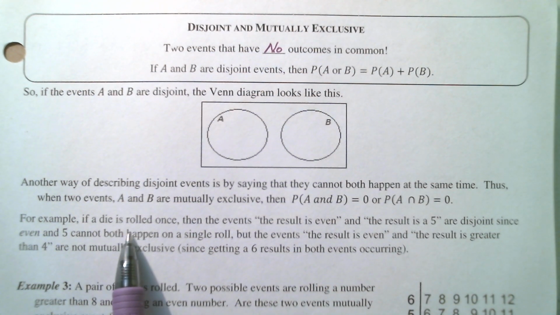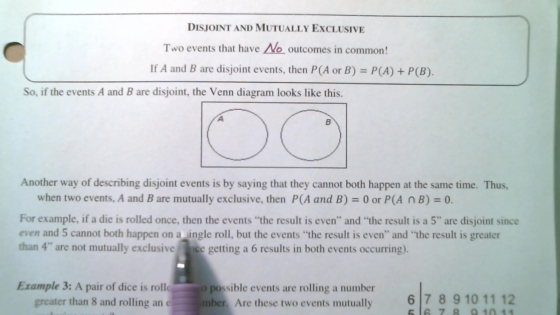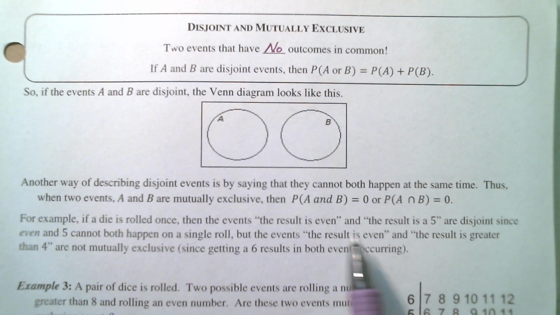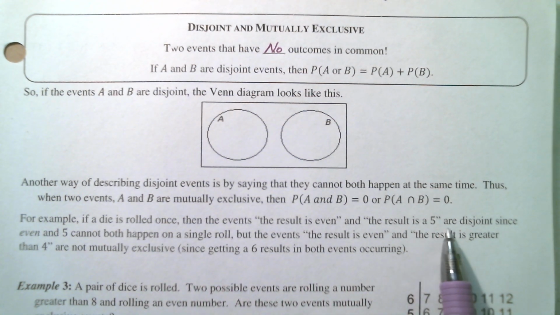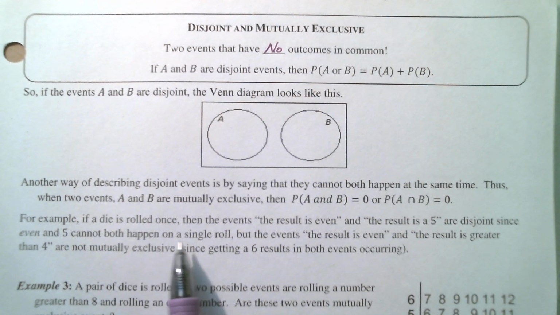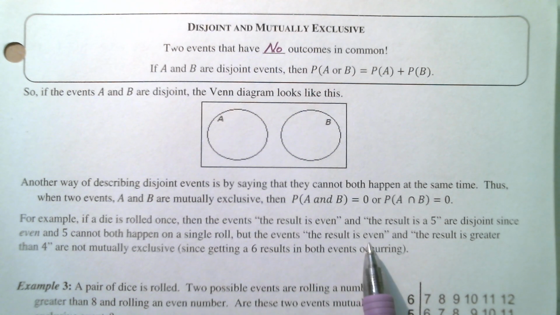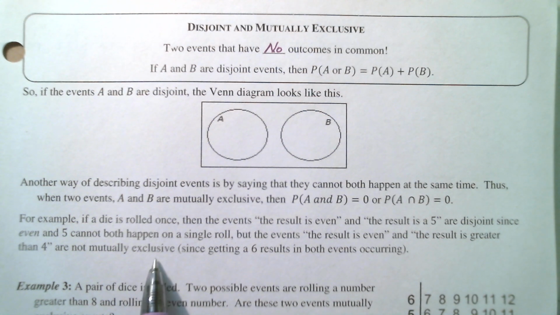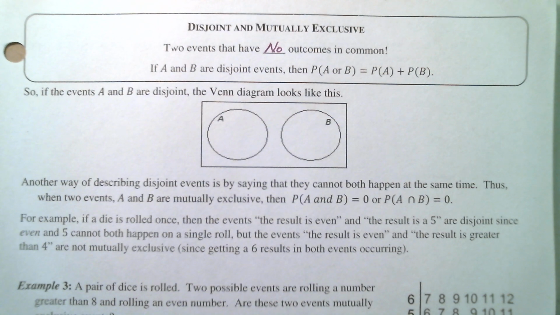For example, if a die is rolled once, then the events the result is even and the result is a 5 are disjoint, since even and 5 cannot both happen on a single roll. But the events the result is even and the result is greater than 4 are not mutually exclusive, since getting a 6 results in both events occurring.